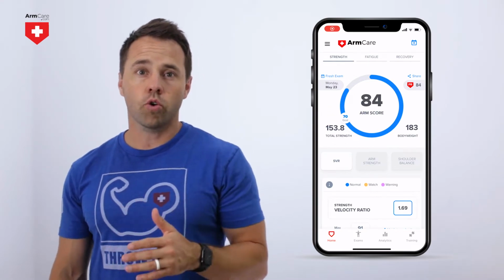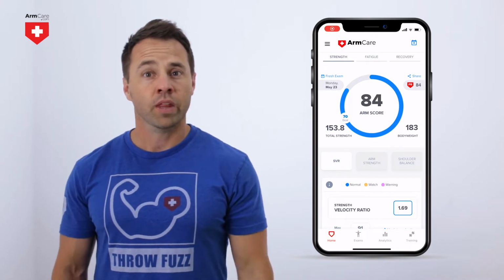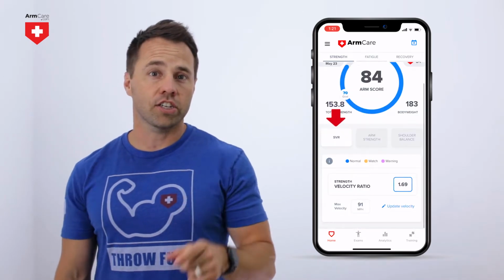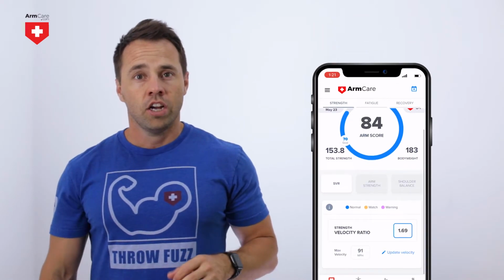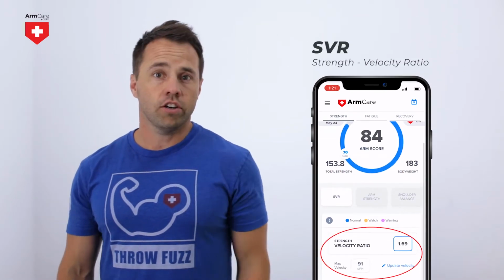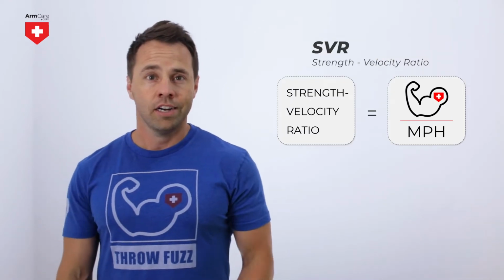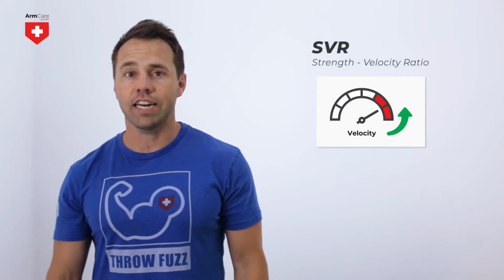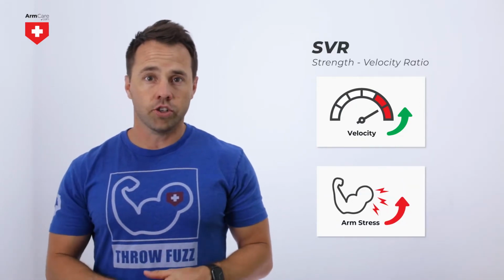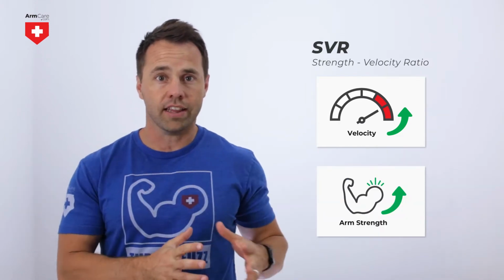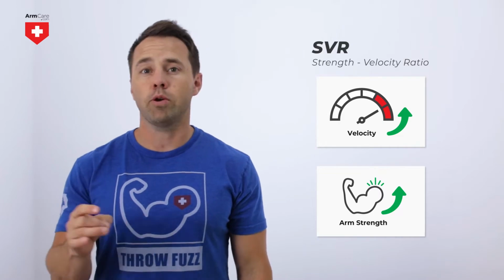Below the arm score, you will see three buttons that provide more details on a player's strength profile. They are SVR, which stands for strength velocity ratio, arm strength, and shoulder balance. The strength velocity ratio, or SVR, shows the relationship between your arm strength and max throwing velocity. Research shows that increases in velocity also increase stress on the elbow. To protect the arm from injury, you have to be gaining strength as you increase velocity, and the strength velocity ratio will help keep you on track.